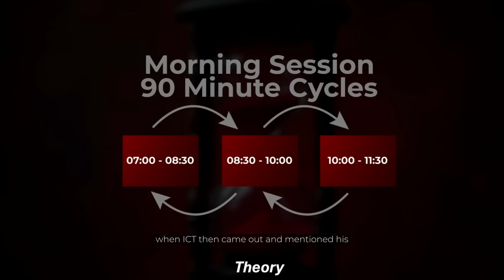When ICT then came out and mentioned his final silver bullet time, 7 to 8:30 a.m., the full circle was completed. The reason why is because it's very random, so to say, that he has been hinting at 8:30 a.m. as a crucial opening time all this time, and then all of a sudden, his final silver bullet time comes out and it's the 7 to 8:30 a.m. 90-minute cycle. When you then pair this understanding with the understanding of AMD, accumulation, manipulation, and distribution, you begin to understand the true logic behind these time cycles.